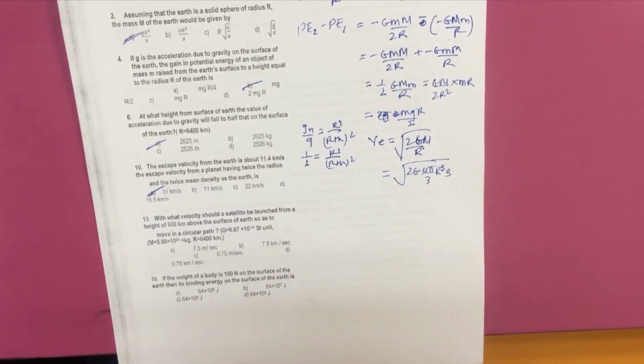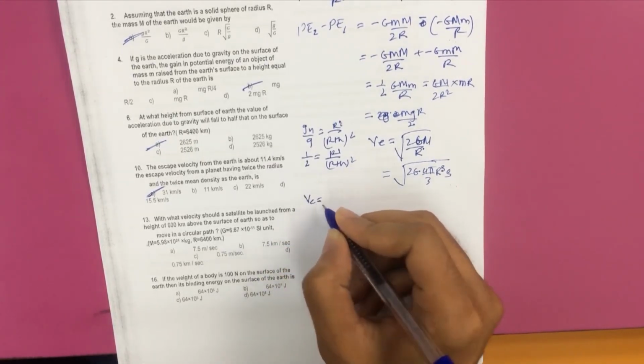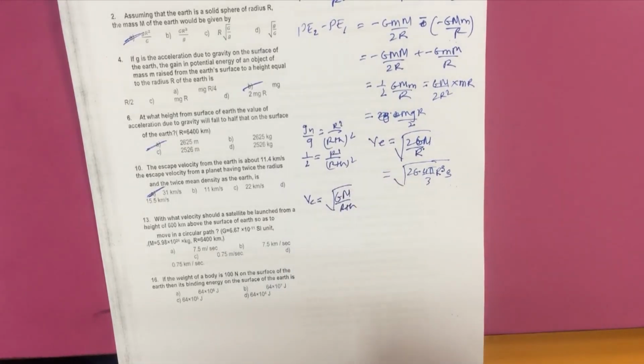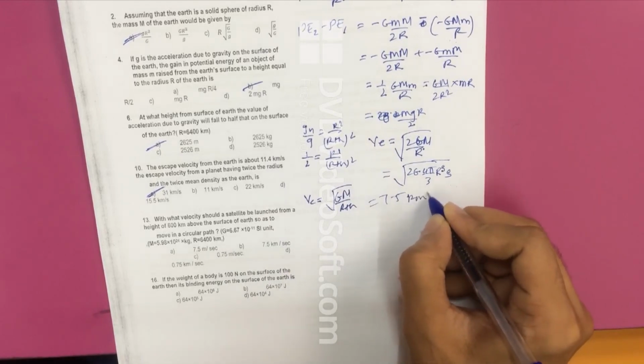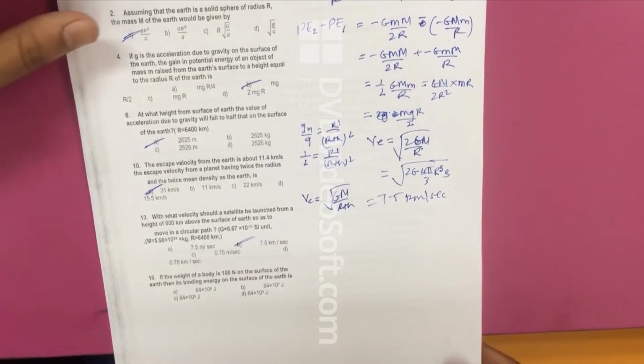Next question: with what velocity should a satellite be launched from a height of 600 km above the surface of the earth so as to move in a circular path? Capital G, capital M and capital R values are given. So basically, in order to move in a circular path, it has to be launched with a critical velocity, which is √(GM/(R+H)). Substitute all the values, you'll get the velocity to be 7.5 km per second. That is option B.